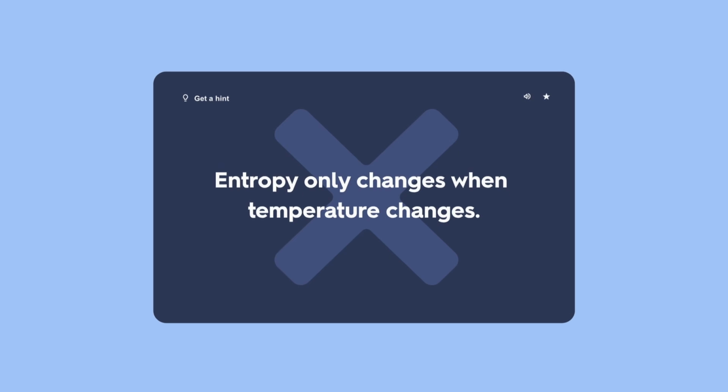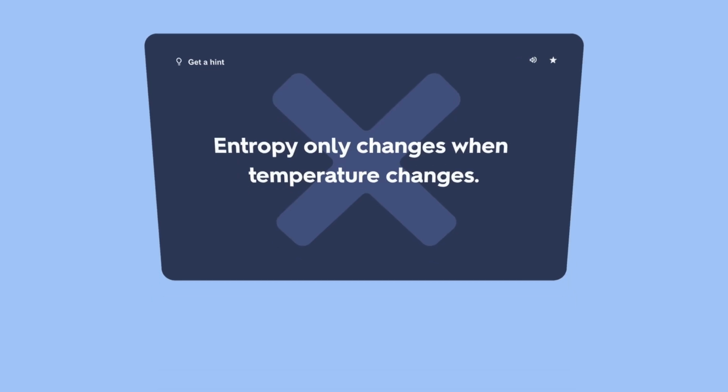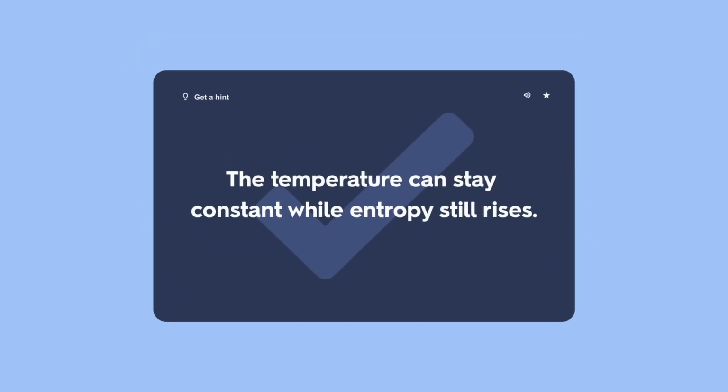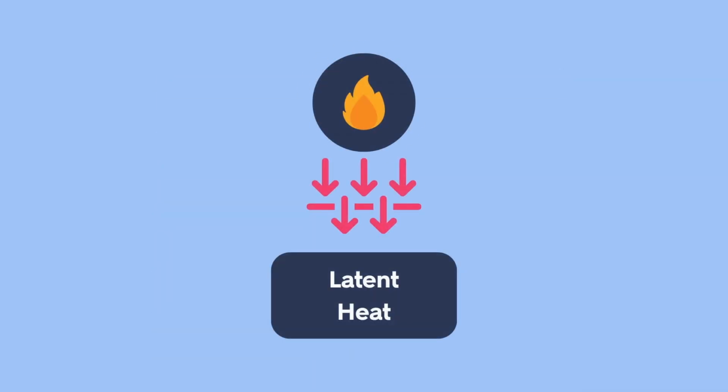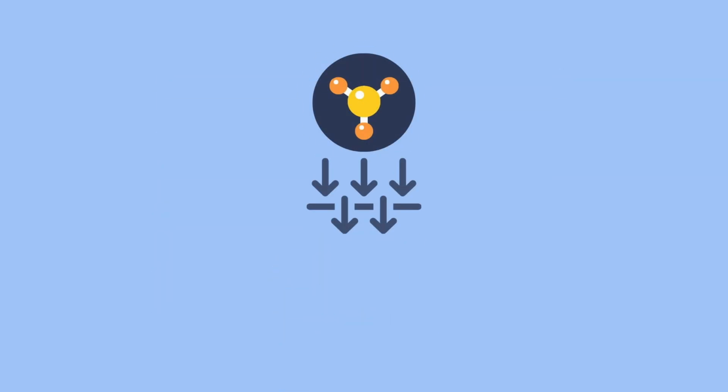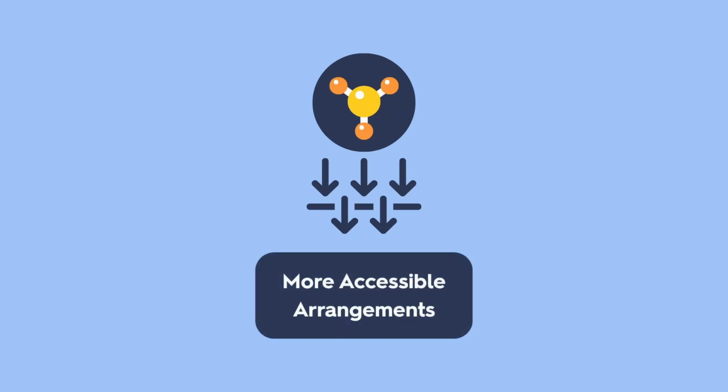Thinking entropy only changes when temperature changes. That is not true. During melting, the temperature can stay constant while entropy still rises because heat is absorbed as latent heat and the molecules gain more accessible arrangements.